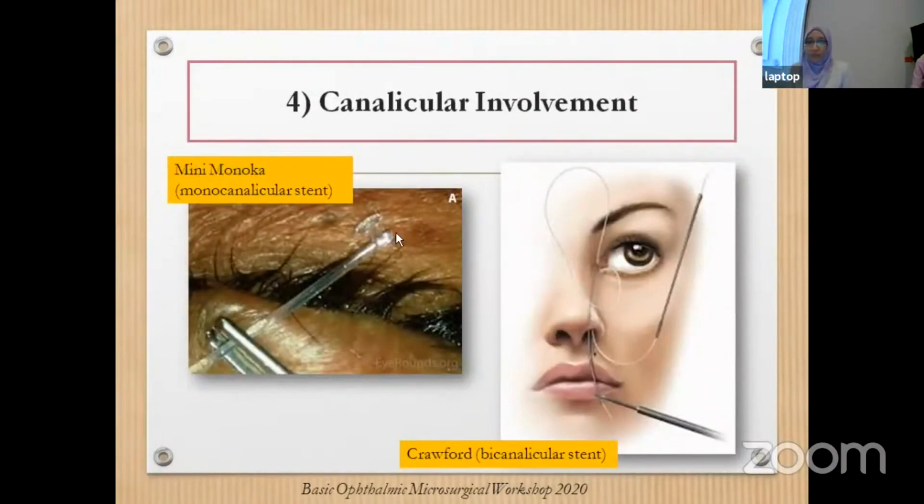This is the mini Monoka. We call it a monocanalicular stent. This is the phantom here. The cap here we can put at the phantom. This is the Crawford bicanalicular stent. We actually can just probe from the nostril.